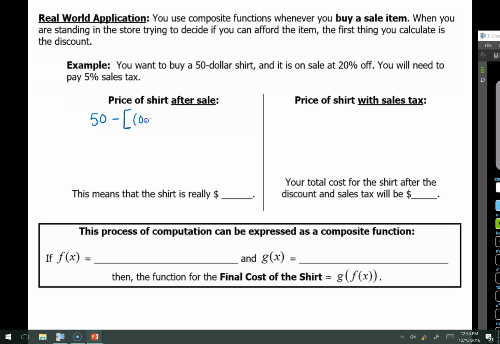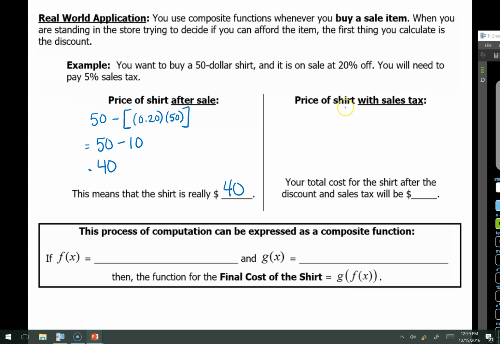If we multiply 0.20 by 50, that will tell us what 20% of 50 is. So let's see, 0.2 times 50 is 10. So this is 50 minus $10. You're saving $10 by that 20% off sale, which means then that this shirt after the sale is really going to cost you $40. Now there is sales tax, so it's not actually going to be $40. It's going to be a little bit more than that. 5% of 40 needs to be tacked on.